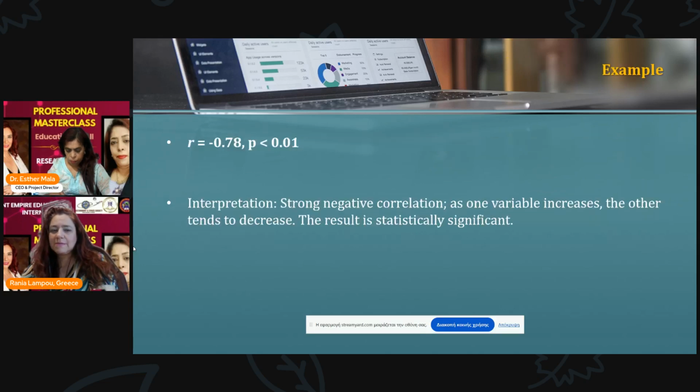And for example, here's a coefficient and the statistical significance. So this suggests how we can interpret this: the strong negative correlation means that as one variable increases, the other tends to decrease. The result is statistically significant.